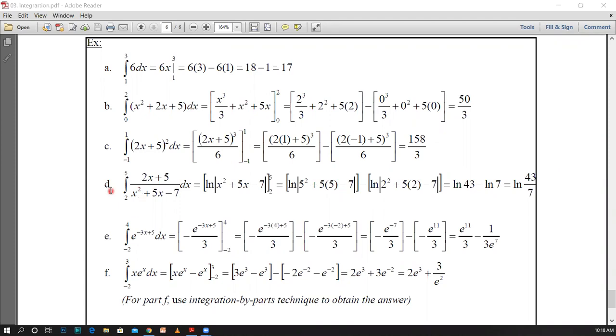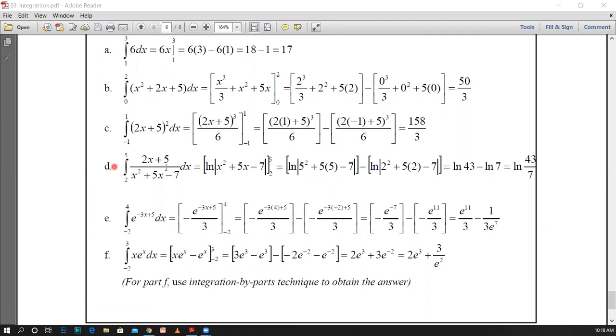The fourth example is actually in the form of the integral of f dash x divided by f x dx. Here the function f x is x squared plus 5x minus 7, and 2x plus 5 is obtained simply by differentiating f x with respect to x. Therefore, this is in the form of the integral of f dash x over f x, so the answer would be in logarithmic form: ln of x squared plus 5x minus 7.